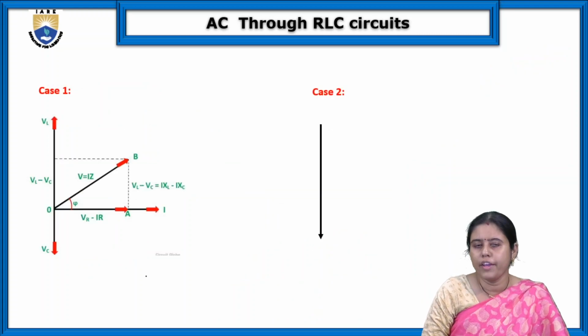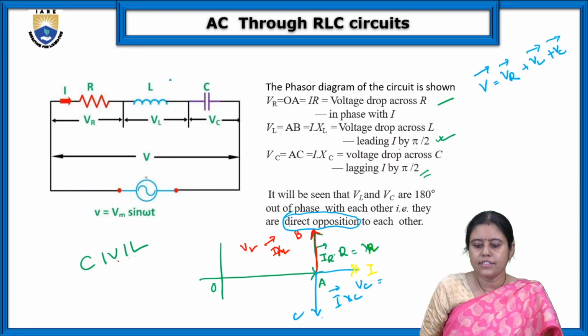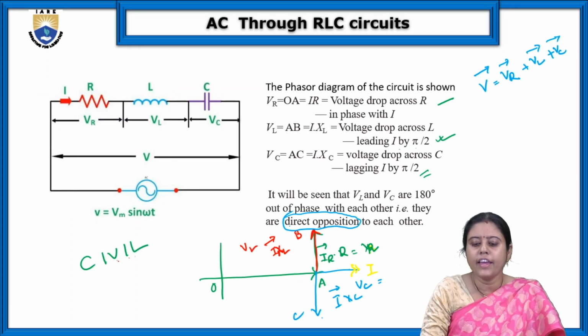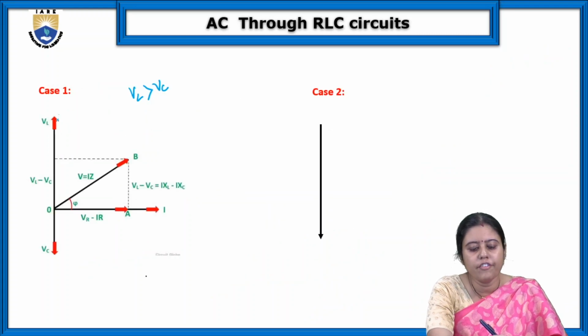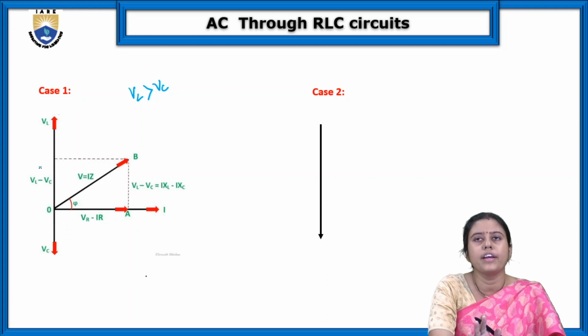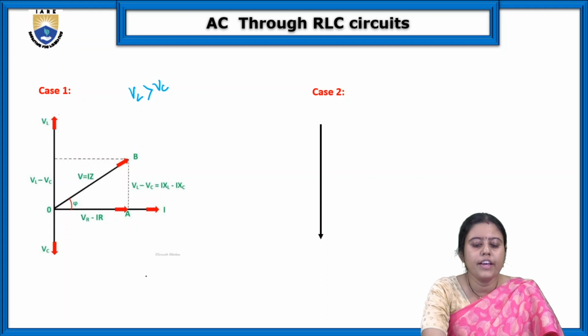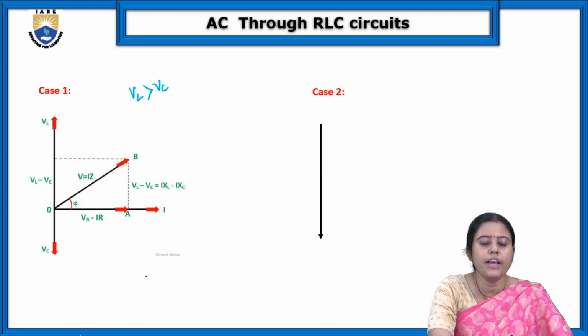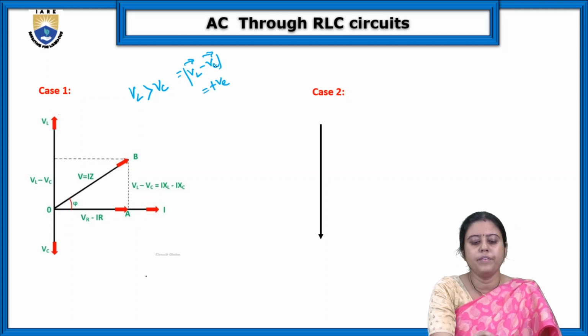First condition: when VL is greater than VC, what will happen? This is our VL, this is our VC. We are doing the vector sum. VL is greater, VC is less, so VL minus VC is always in the positive direction.